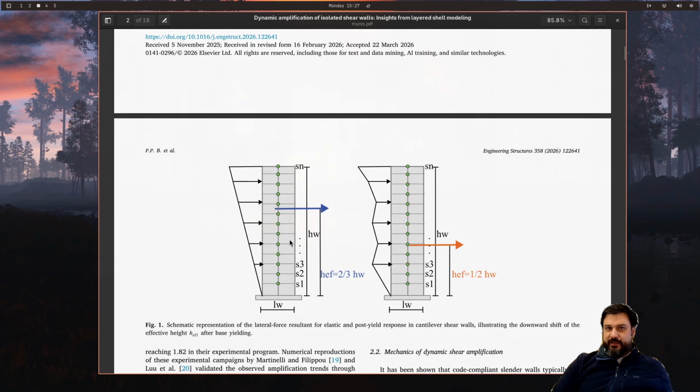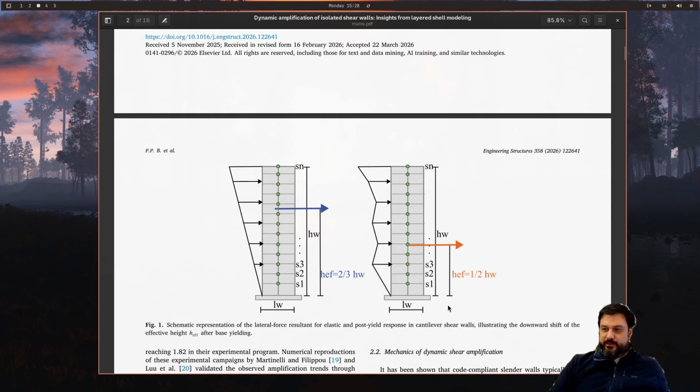When the building is in its linear regime, its response is fundamentally controlled by its first mode response. However, when we enter the nonlinear regime, then there's a higher participation of higher order modes. So the distribution of forces looks a little bit different. And the effect this has is that of lowering the resultant position, or the equivalent height, of the lateral force.